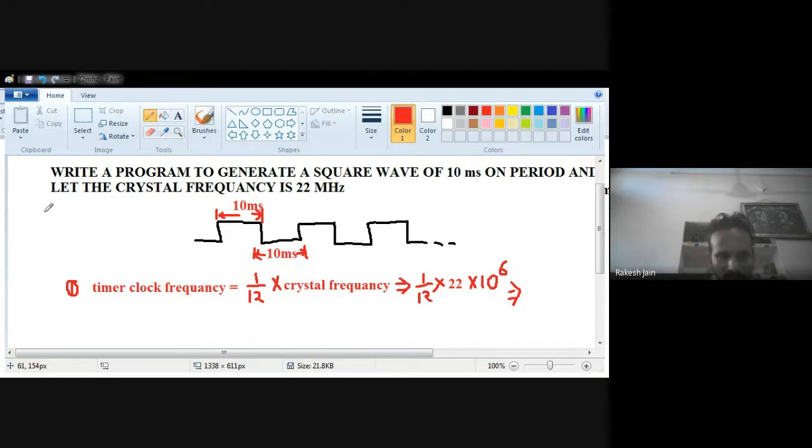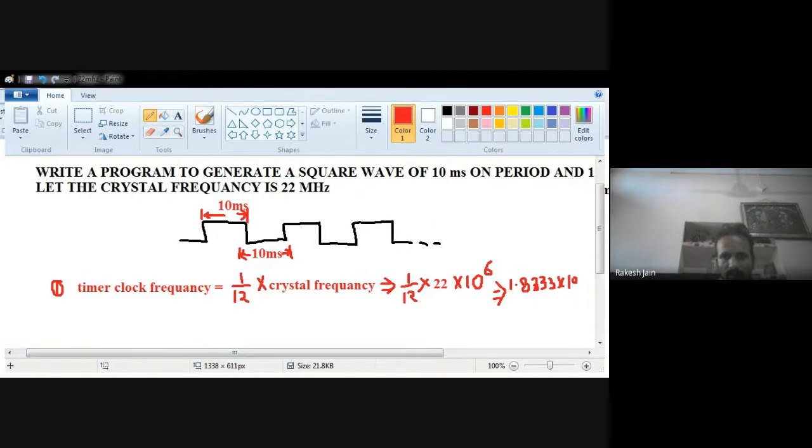When I use the calculator and just see 22 divided by 12, it will be 1.8333. Okay, so I write down 1.8333, multiply by 10 to power 6. Okay, this is my first step for any kind of question which is related to a particular delay. That is timer clock frequency is equal to 1 upon 12 multiplied by crystal frequency.